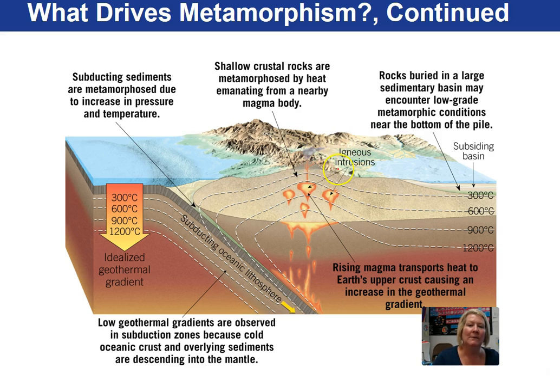On the back sides of mountain chains, back arc basins form, and you get an accumulation of very thick sediments, and the sediment on the bottom of the basin can become metamorphosed as it gets buried deeper and deeper. That would be a low-grade metamorphic condition. However, it is metamorphism.